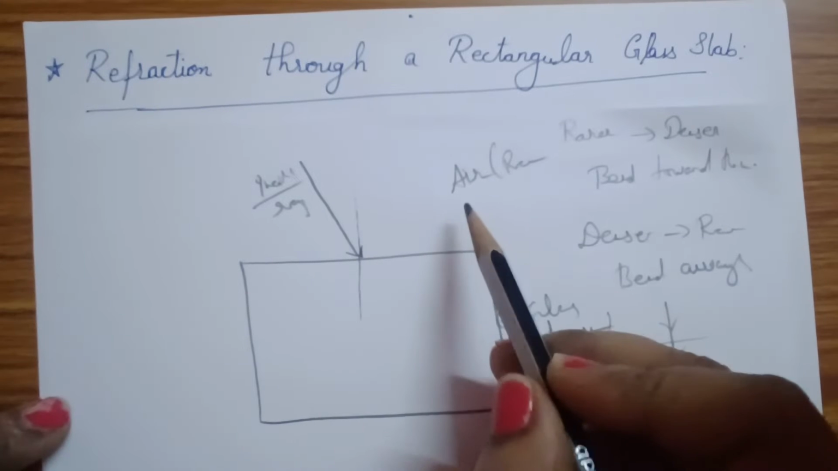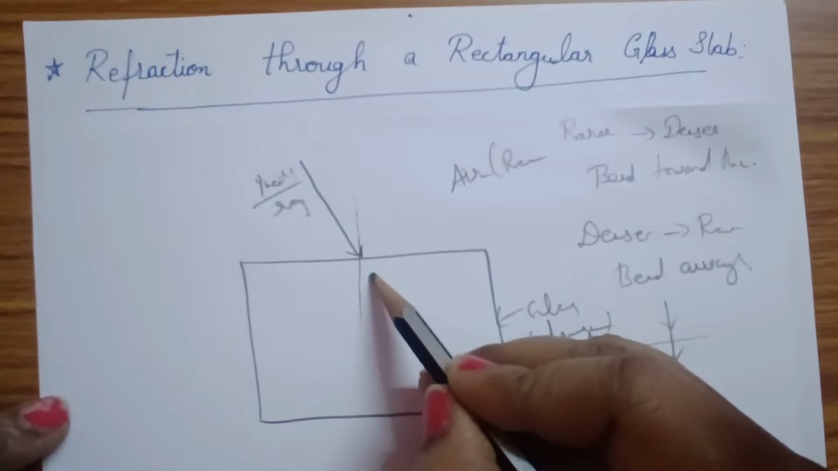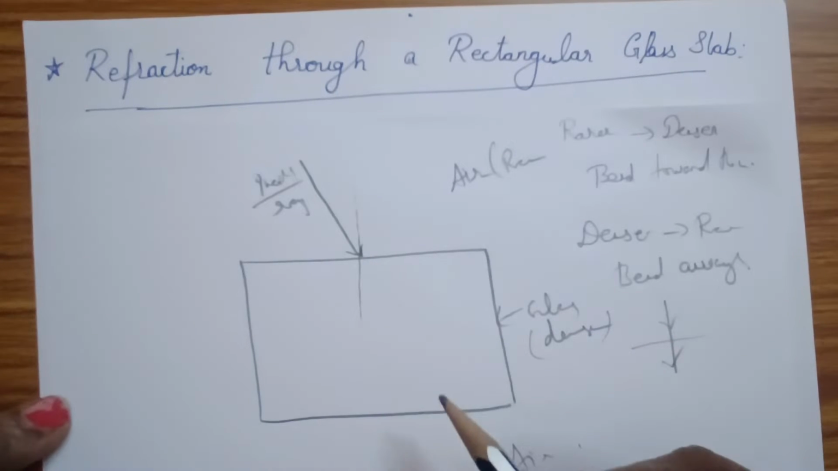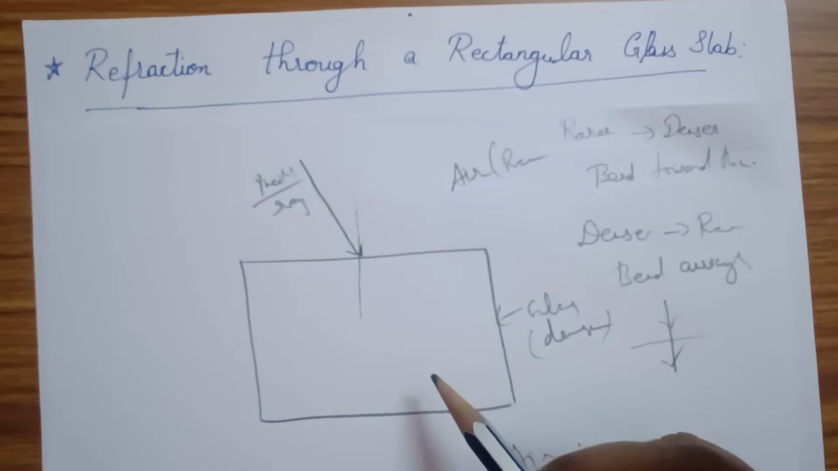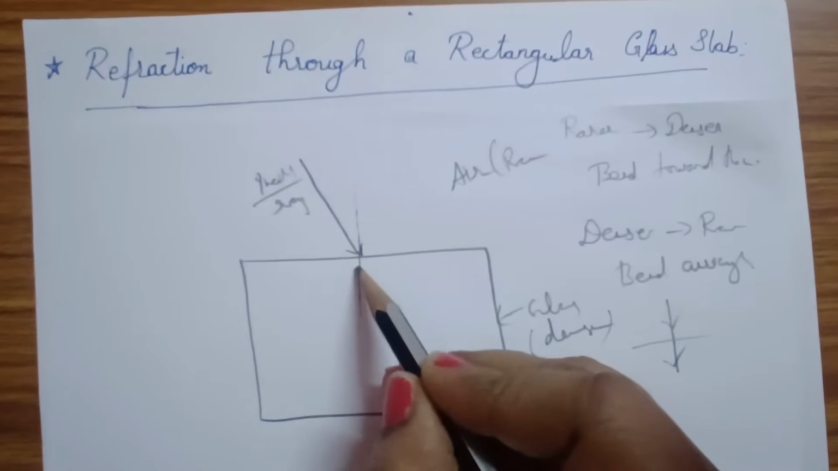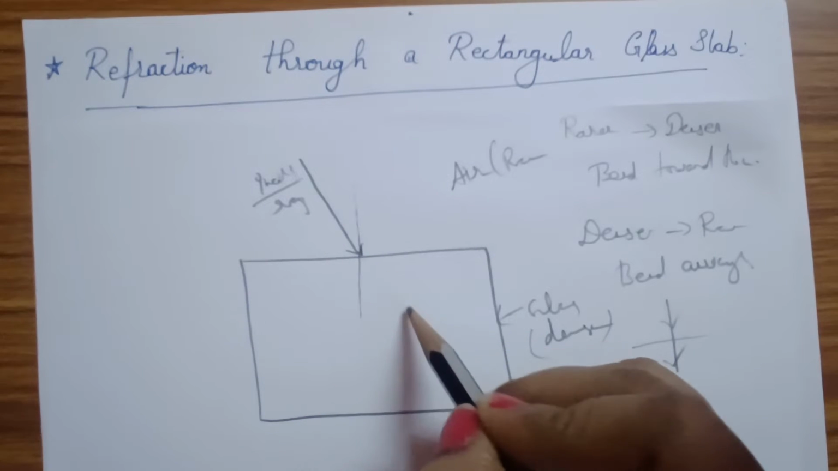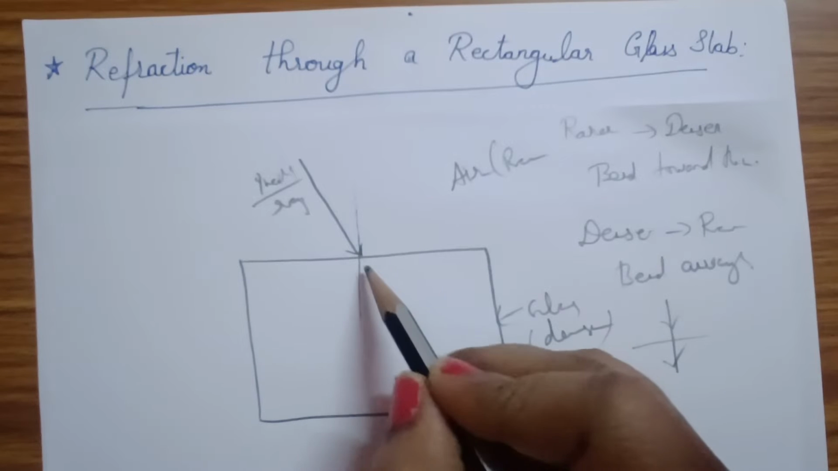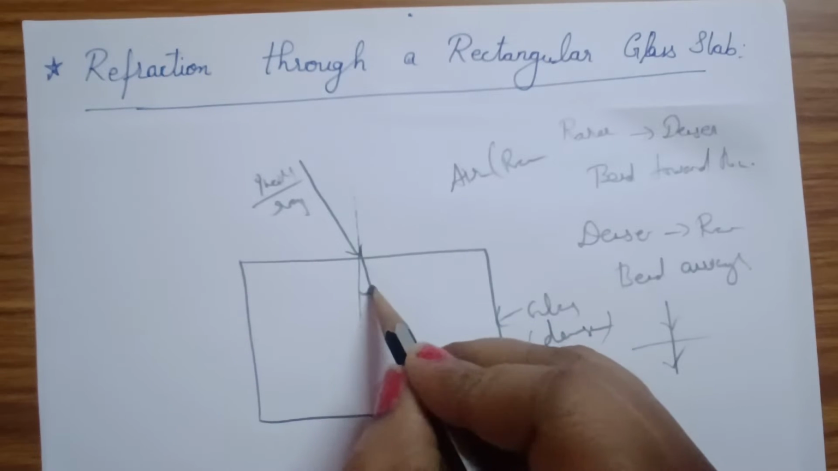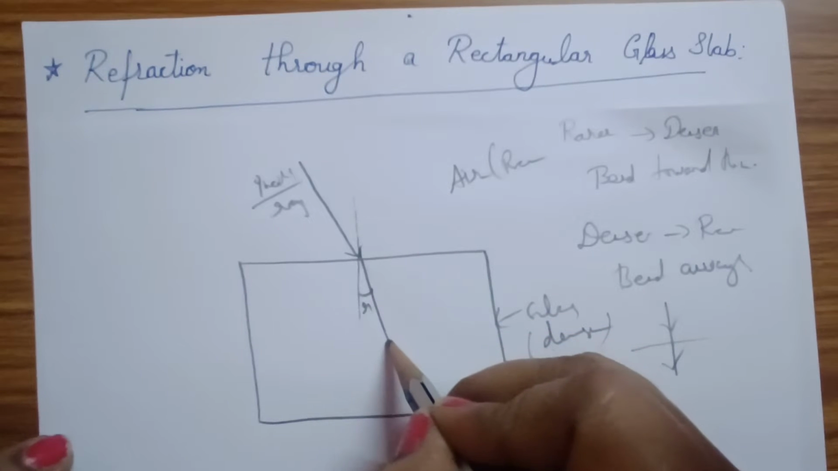So when it enters from rarer to denser, it will bend. Since the medium has changed, the path of the light is not the same. When it enters from rarer to denser, it will bend towards the normal. If there is no glass slab, it will go straight like this. Since it passed through the glass slab, it will bend towards the normal. This is the angle of refraction.